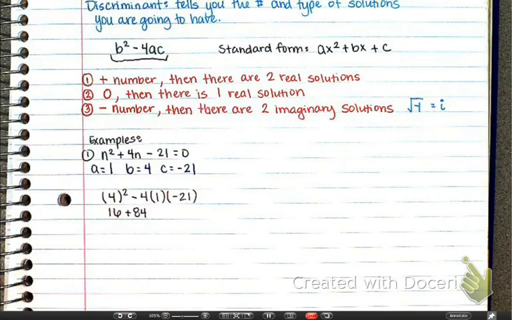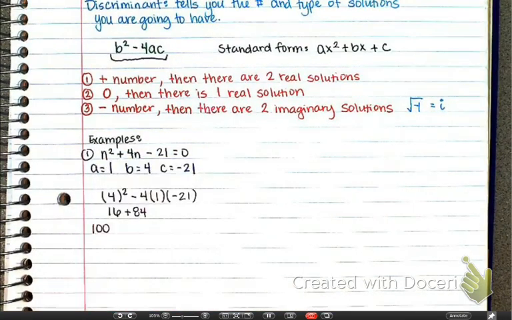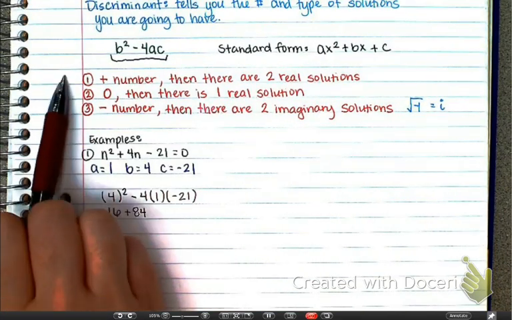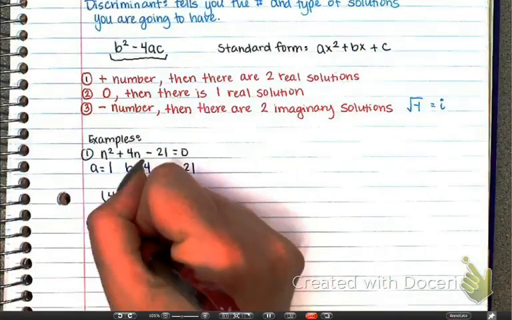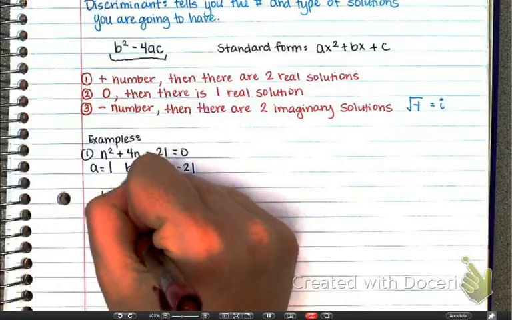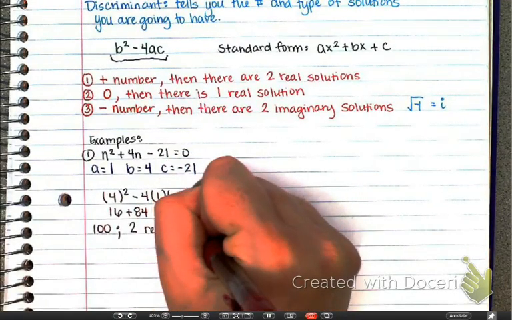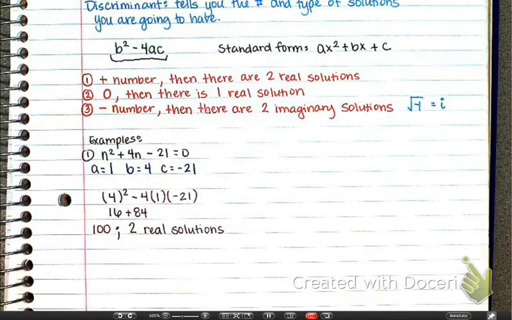Combine like terms, 16 plus 84 gives me 100. That is my discriminant. Okay, so 100 is my discriminant. So I'm going to take this and look up here and see which one of those three it matches. It's a positive number, so that means I'm going to have 2 real solutions. I have a positive number, so there are 2 real solutions.